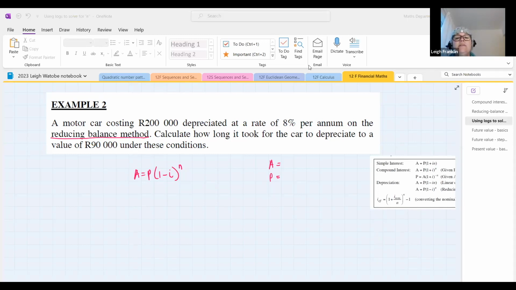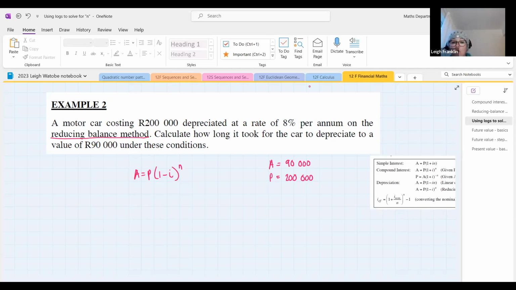Okay, so Ayanda says that A is your 90,000. Good, Ayanda, because that is what the car is going to be worth. Okay, so the car will be worth 90,000 Rand at the end. It starts off initially being worth 200,000 Rand.